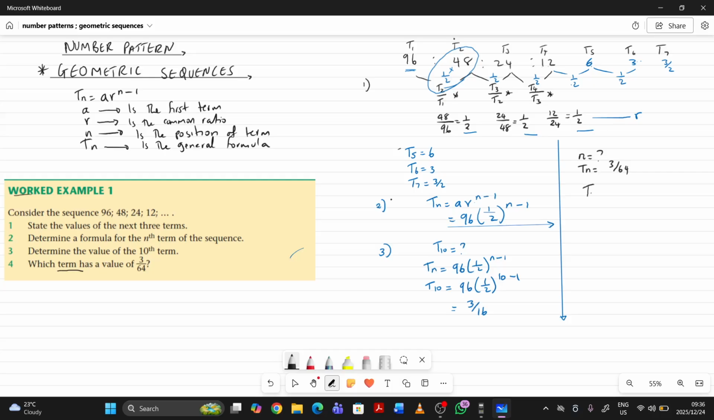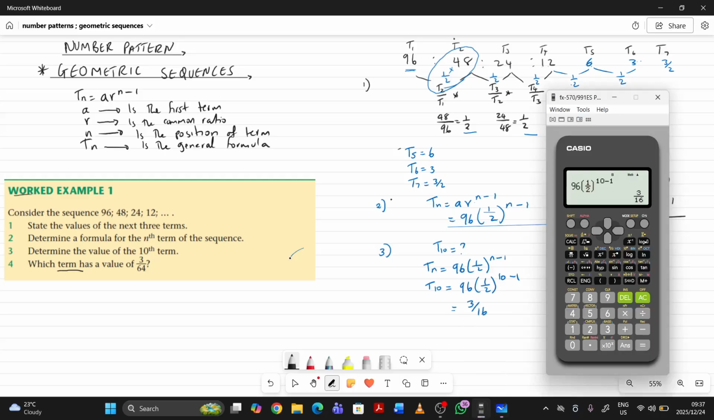So now we're going to say Tn is equal to 96 times (1/2) to the power of n minus 1. So Tn, 3 over 64, is equal to 96 times (1/2) to the power of n minus 1. So now we are going to divide by 96 on both sides. Remember, do not try and multiply this inside. It does not work like that. These are two different terms. So the first thing you have to do is remove this outer coefficient, which is 96. So you're going to divide both sides, so it cancels here and cancels here.